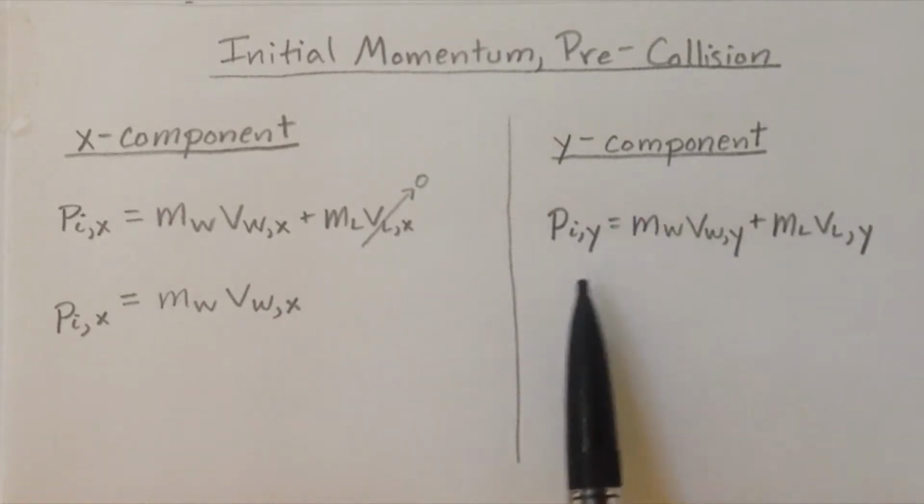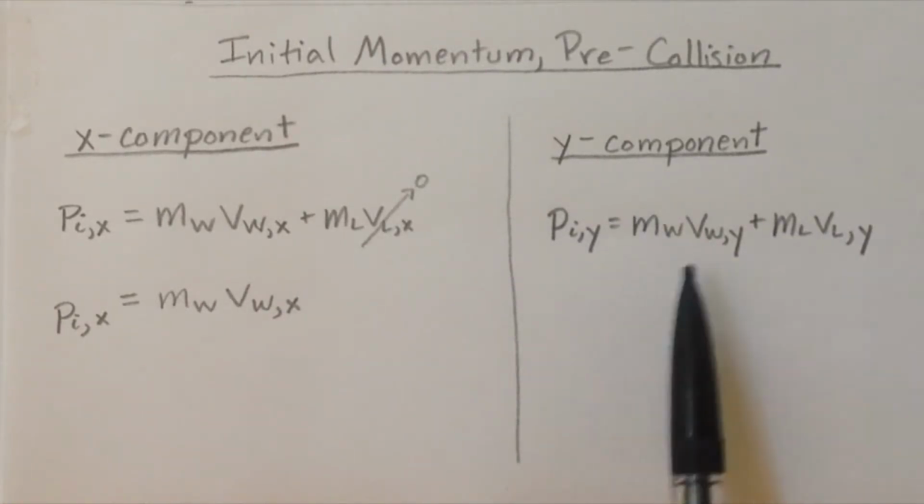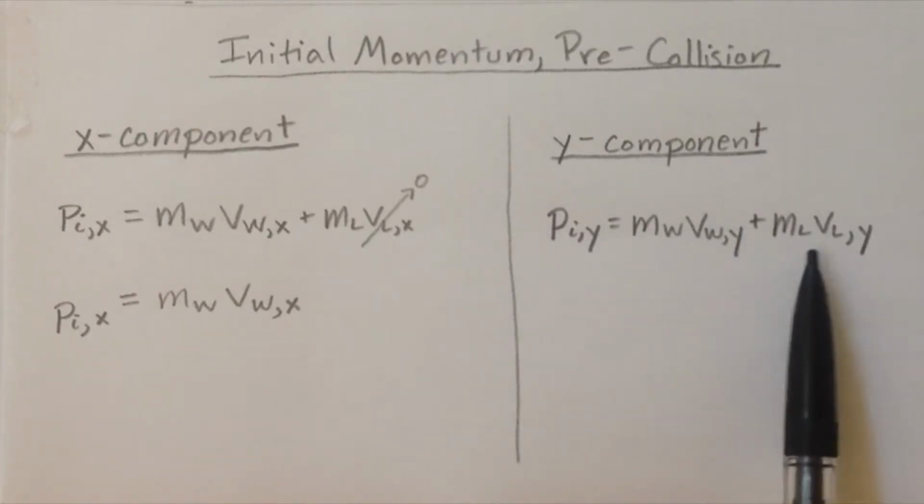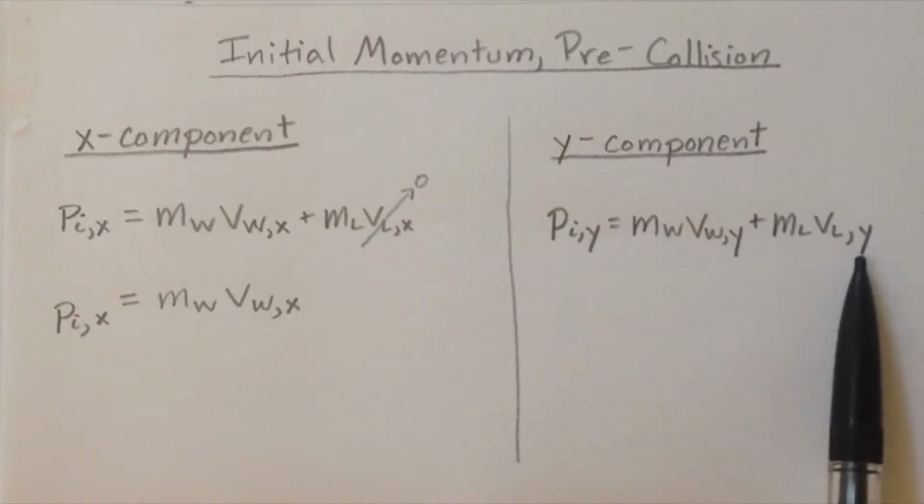For the y component of the momentum, this is simply the mass of the warthog times the velocity of the warthog in the y direction plus the mass of the lion times the velocity of the lion in the y direction.